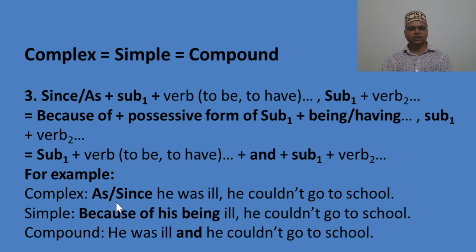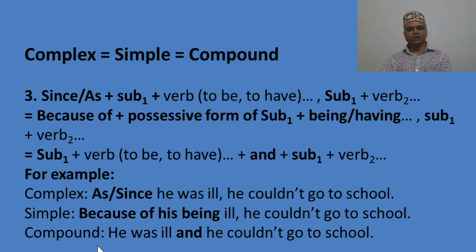So look at the complex sentence. It contains the subordinating conjunction as or since. So for the simple sentence, we begin with "because of", then we use the possessive form of subject 1. Here the subject is he, and the possessive form of he is his, and the ing form of the be verb, here was is be. That's why instead of was we use being, and the rest of the sentence will be the same.